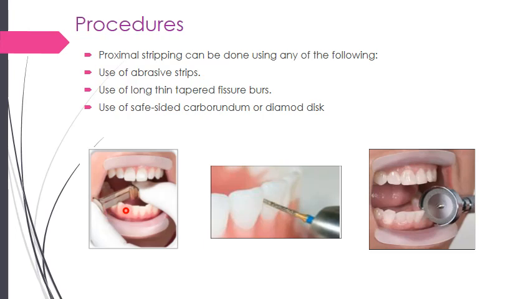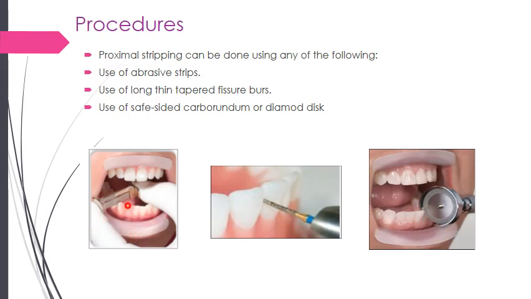Those abrasive strips can be single-sided, when they are used to reduce the proximal surface of either the mesial or the distal side of the tooth, or double-sided, when the intention is the reduction of two teeth, the distal side of one tooth and the mesial surface of the adjacent tooth. Or the stripping can be done using a long, thin, tapered fissure bur, or a safe-sided diamond disc, as we can see from this picture.